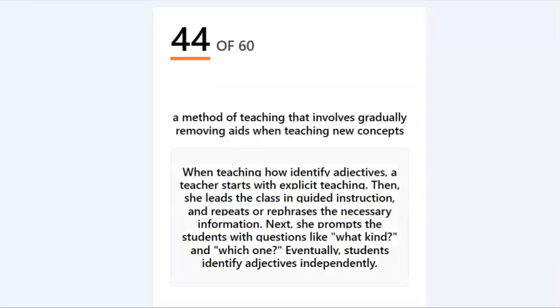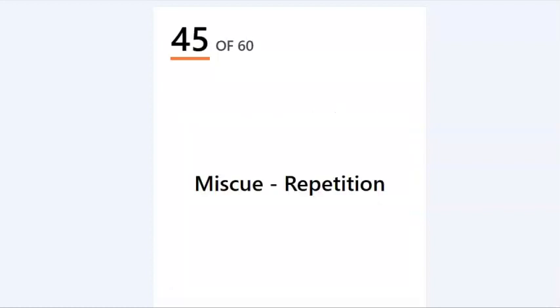Scaffolding. A method of teaching that involves gradually removing aids when the teacher teaches new components. When teaching how to identify adjectives, a teacher starts with explicit teaching. Then she leads the class in guided instruction and repeats or rephrases the necessary information. Next, she prompts the students with questions like "what kind?" and "which one?" Eventually, students identify adjectives independently.